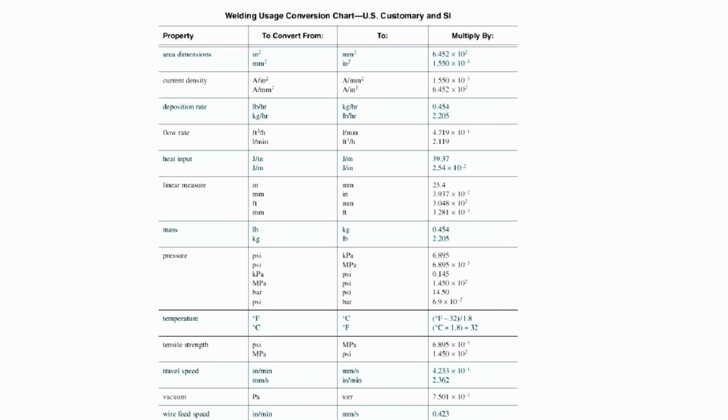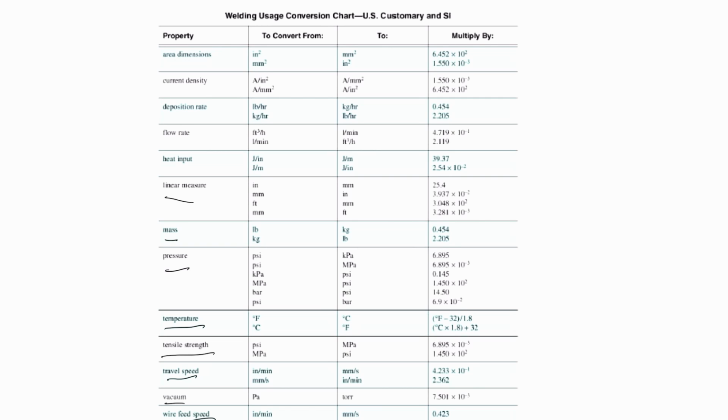So I mentioned earlier that we will also tackle the conversion that is normally used in the CWI exam. These are the common properties that you will need to remember during the exam. The properties that you will normally encounter are the area dimensions, density, deposition rate, flow rate, heat input, linear measure, mass, pressure, temperature, tensile strength, travel speed, vacuum, and wire feed speed.